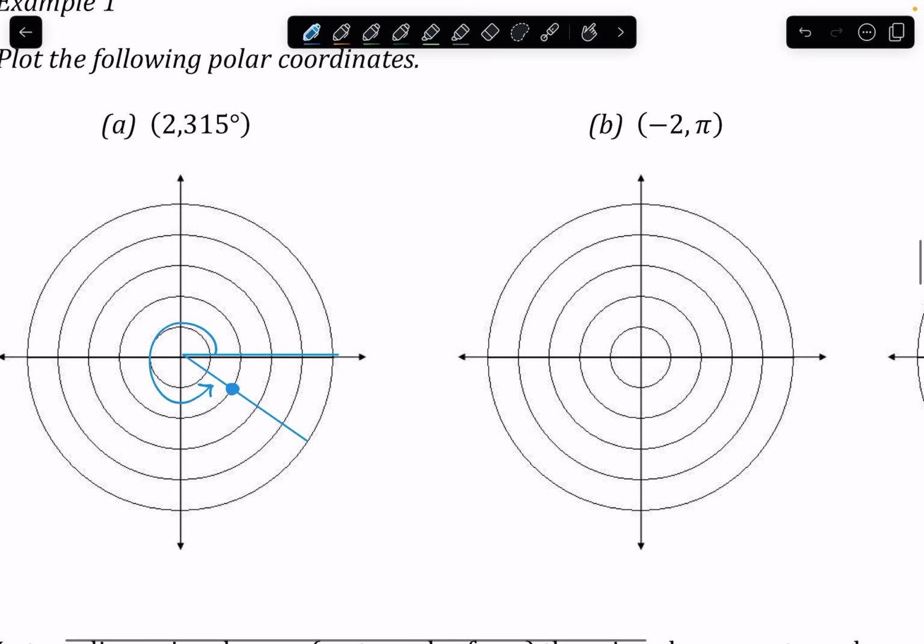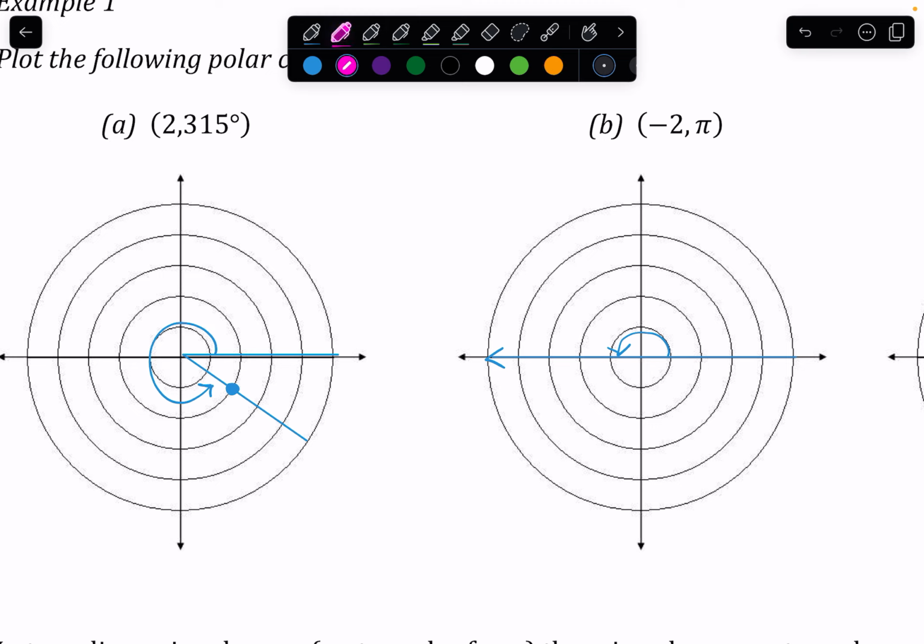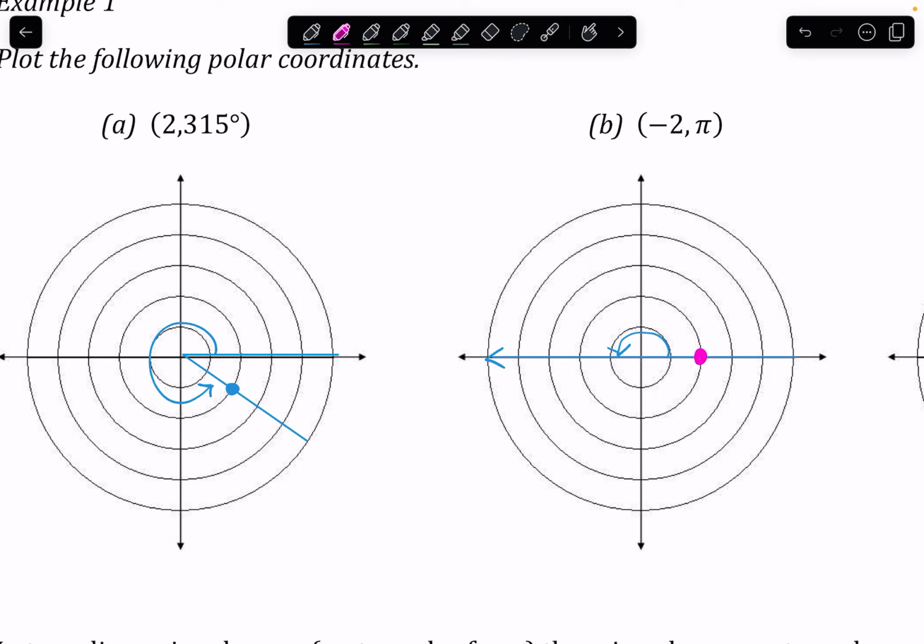Second one, a radius of -2. When it's negative, we're still going to go out the same. So I'm going to get the angle first. There's my initial ray, and then the angle pi is here. When the radius is negative, we go the opposite direction of the terminal ray. So because we have a negative radius, I would go out to the right 2 units on R. So the second loop, but opposite the terminal ray.